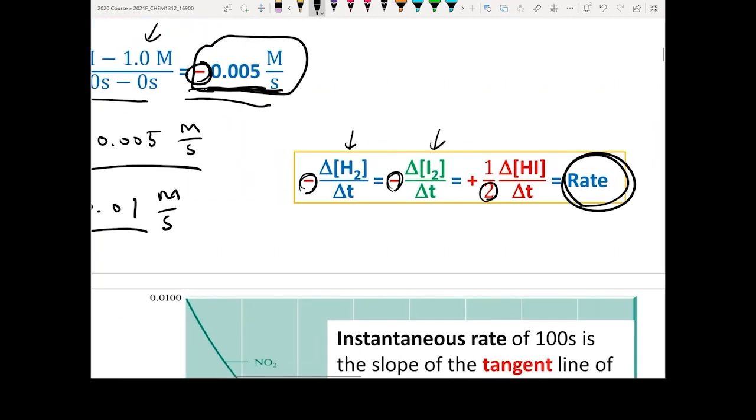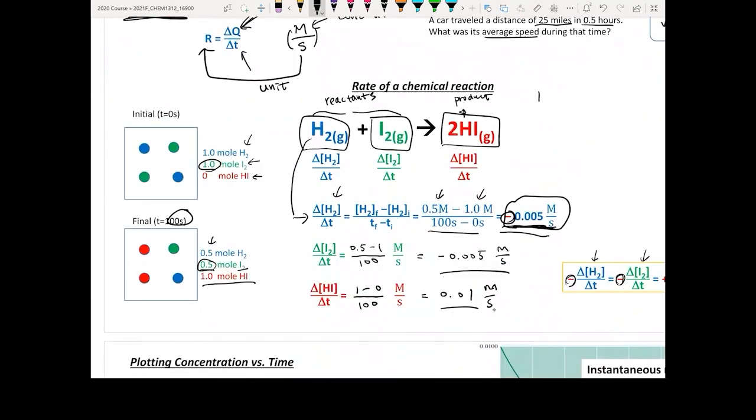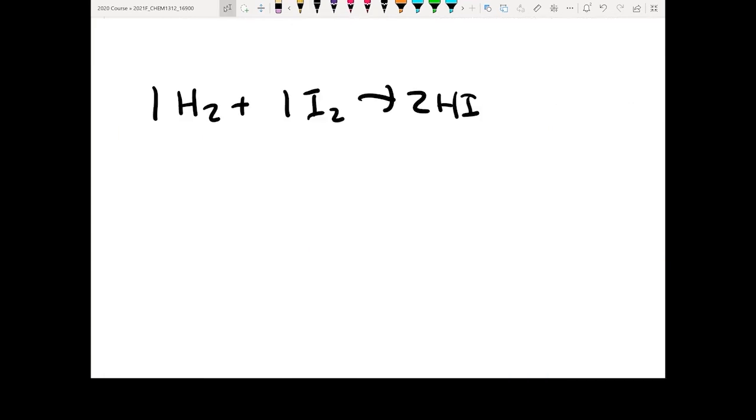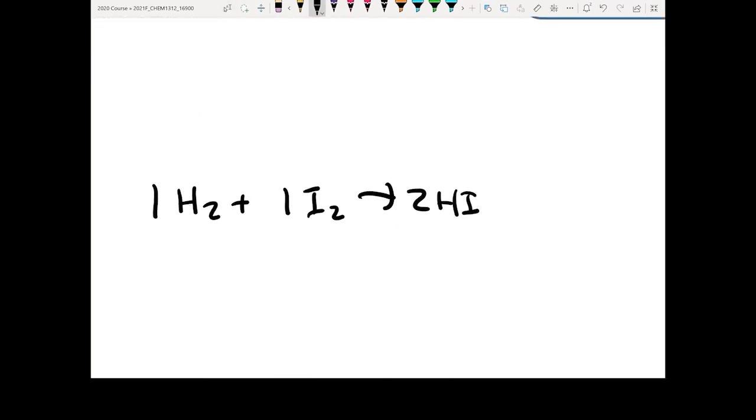So what I meant by that is that 1 H2 plus 1 I2 produce 2 HI, right? For each species, there's a stoichiometry number associated with it. You can see for the H2 and I2, you've got a coefficient of 1, but for your HI, you've got a coefficient of 2.